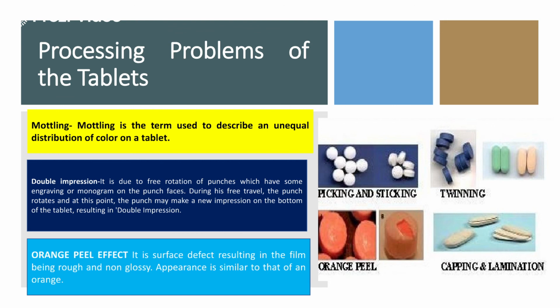Then the orange peel effect. As the name indicates, just as the orange peel gets separated from the orange very easily, similarly it is a surface effect. What happens is the surface becomes rough and non-glossy, and the upper glossy layer moves out. This effect generally arises during the tablet coating process.